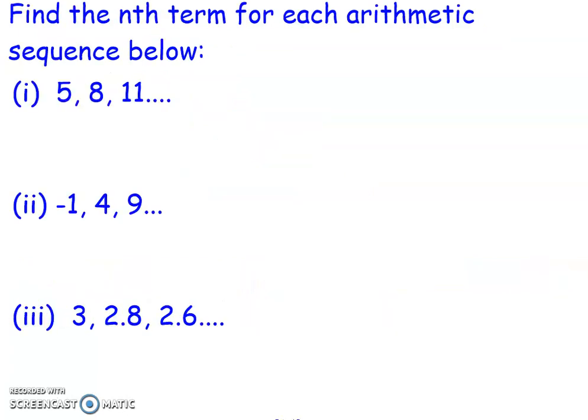So the first question, if I've given you the sequences below, what I want you to do is find the nth term for each of the arithmetic sequences. Now remember, the format for our nth term is un equals a plus n minus 1 times d. Now for these sequences we have to determine a and we have to determine d, which we call our common difference. Now a is always the first term, i.e. u1 is equal to a.